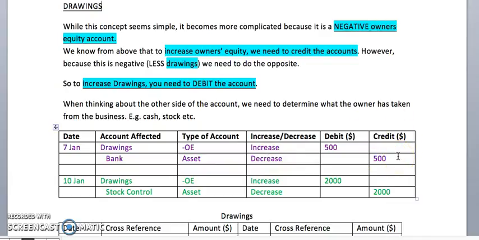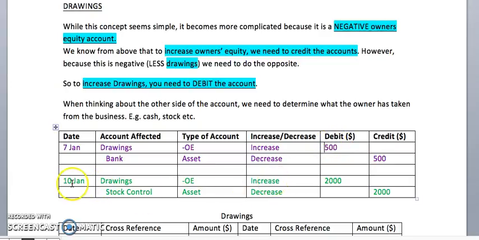The one other way that you can think about this is because we know that it has to be a debit and a credit for the one transaction, bank has to go down because we're taking money out. So it is definitely a credit. That means, as a consequence, drawings has to be a debit because you can't have two credits. So if the other side is a credit, it must be a debit.